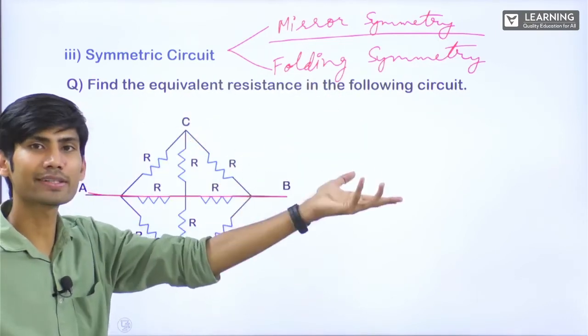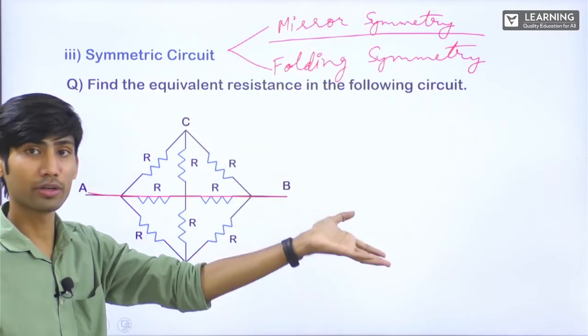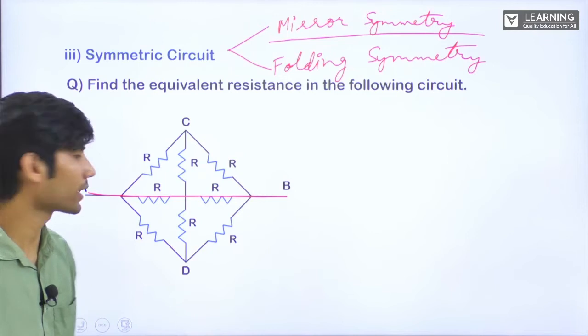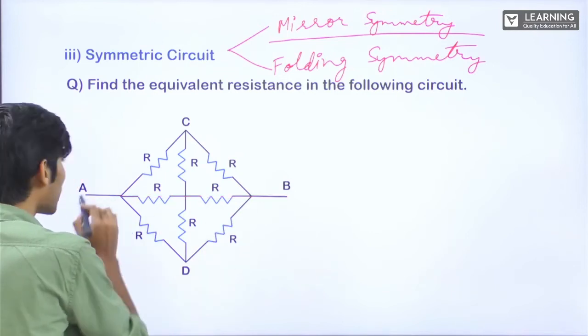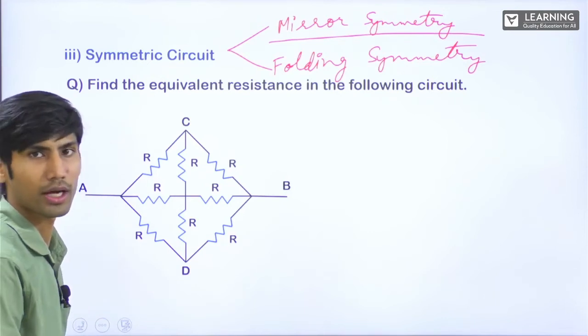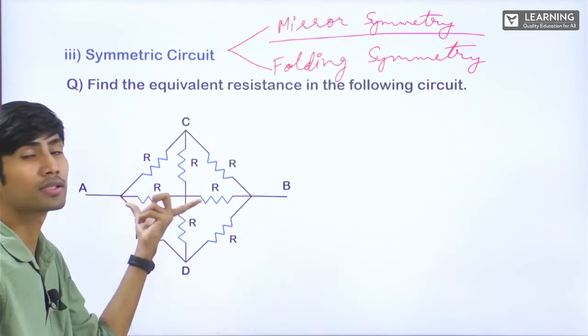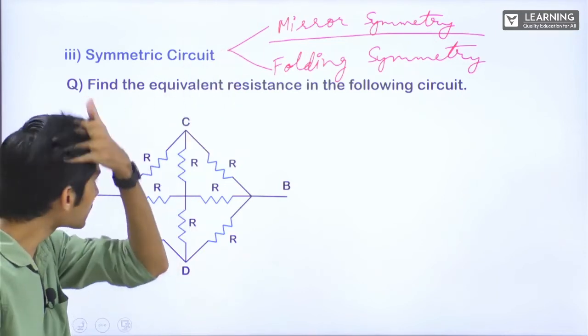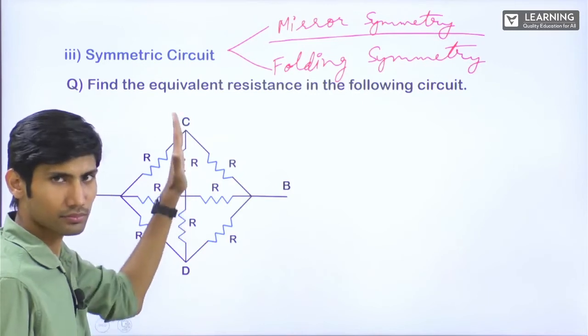Then we will see questions where in one question only mirror will be applied, in one question only folding will be applied. Here both can be applied. Let's start with mirror symmetry. In mirror symmetry, you will never put a mirror on this line. Other than that, you can put a mirror anywhere. We do not have to disturb the terminals at all. Now see, we can put a mirror here.